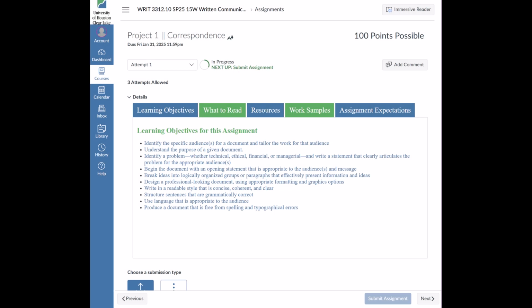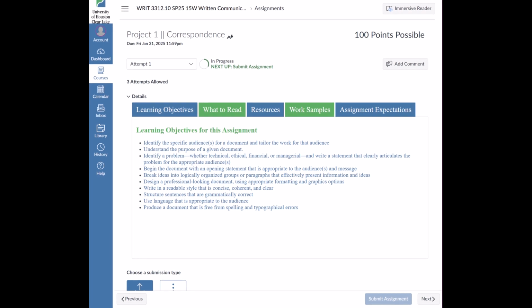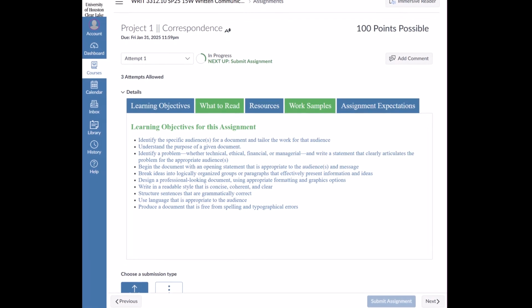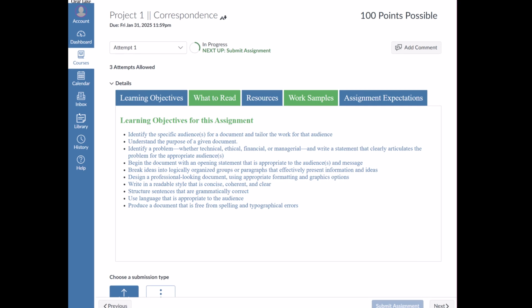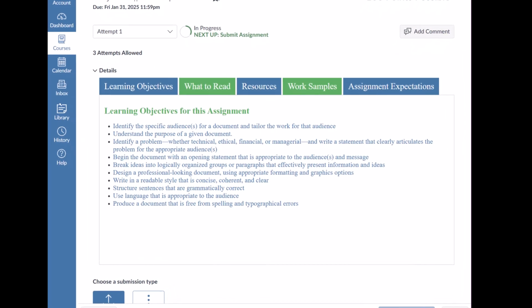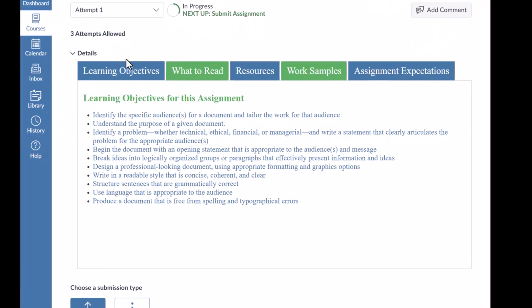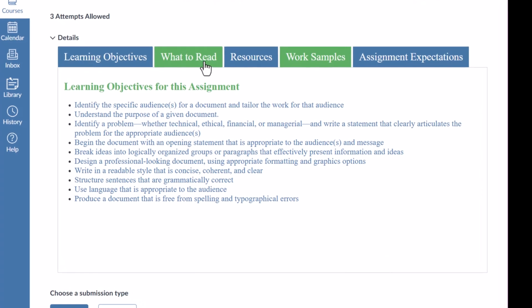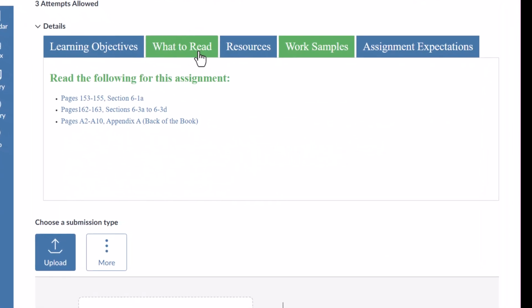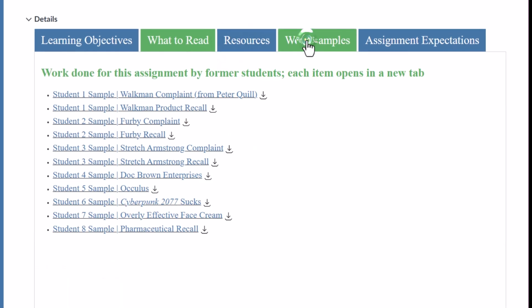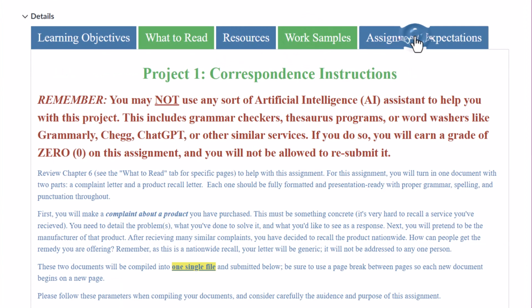Let's discuss Project 1, Correspondence. In this unit, your goal is going to be to write two different letters, one as a consumer and then one as the company responding to a consumer complaint. You will find, as always, your learning objectives first, what you need to read to help you out with this section, resources, work samples, and the assignment expectations.